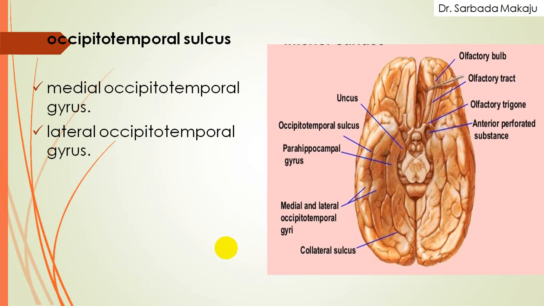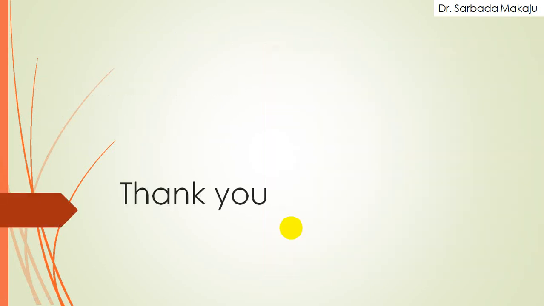Now the occipitotemporal sulcus. This portion is known as the occipitotemporal sulcus, which consists of this area known as the medial occipitotemporal gyrus, and this portion is known as the lateral occipitotemporal gyrus. And this finishes the sulci and the gyri of the cerebral hemisphere.